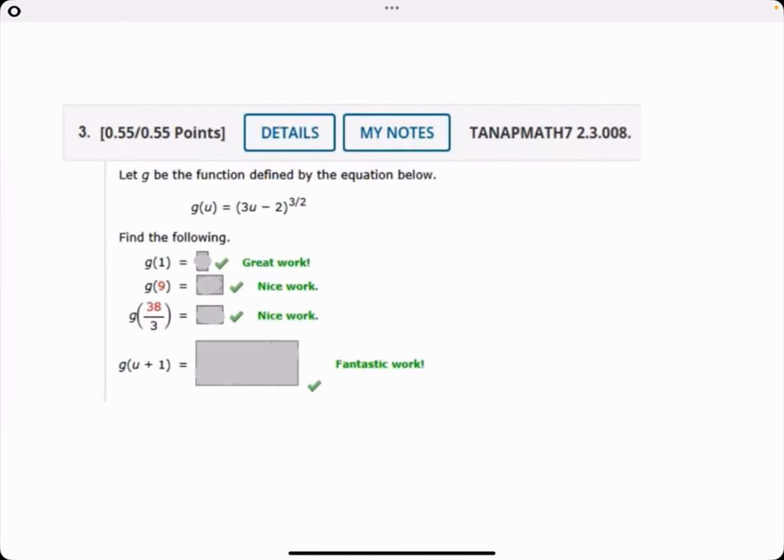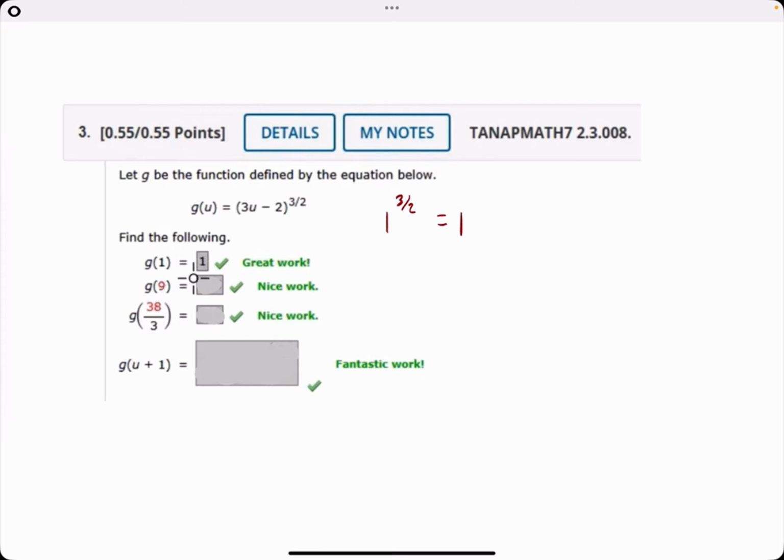Same deal here, we're just plugging in 1 to all of the u's. So plugging in 1 to the first one, we get 3 times 1 minus 2. 3 times 1 is 3, minus 2 is 1. To the 3 halves, well, that's just 1. 1 raised to any power is just 1.